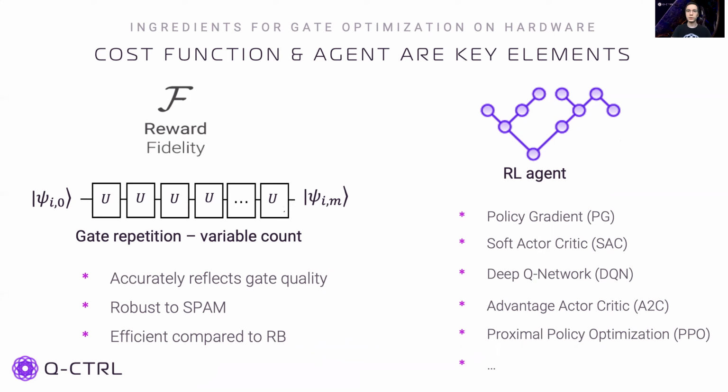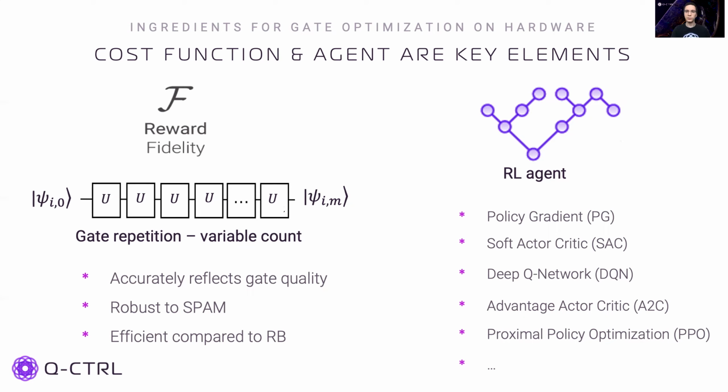Important aspects of the cost function are that it quantifies the quality of the solution accurately. This will inform the agent on how to improve the gate, that it is robust to unwanted effects, and that it can be computed efficiently, as it will be called many times during the learning process. We chose to use a repetition scheme for the cost function, where a variable number of repetitions of the implemented gate are applied to different initial states. The reward is then calculated from the fidelity of the implemented quantum state, estimated via quantum tomography with the target one. This method allows us to quantify the error per gate accurately, overcoming contributions from state preparation and measurement errors, and it is efficient in the number of experiments.